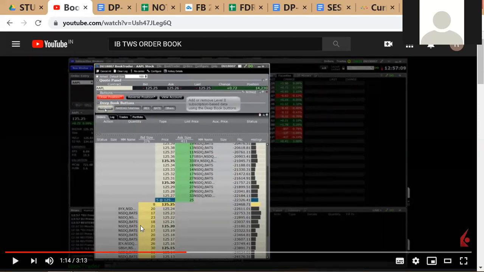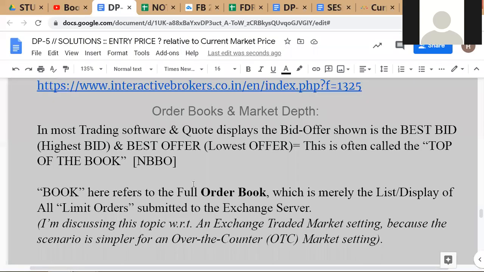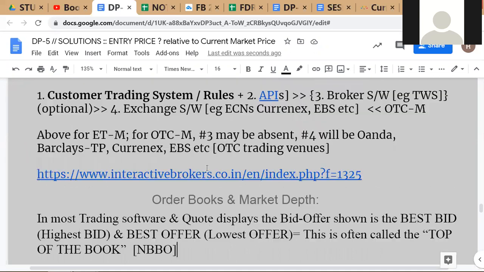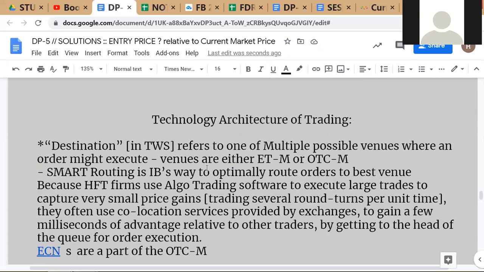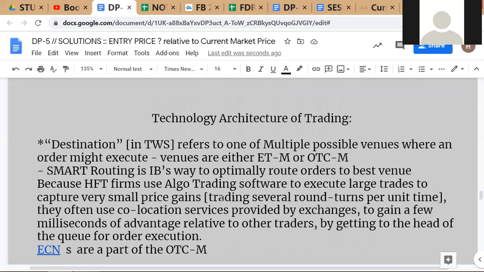The other term you need to know is that the best bid and offer at any point of time is called the top of the book. This is the other term that we use, top of the book. These are some of the terms that you should know, because when you're talking about order types, these ideas are all connected. For order types, you should have some understanding of the technology architecture of trading.